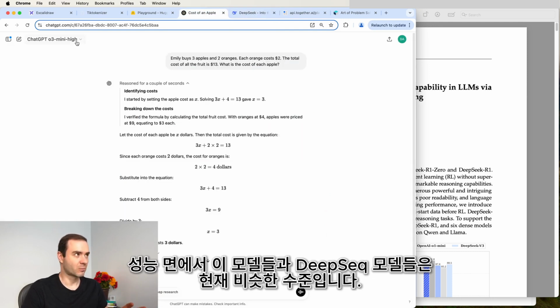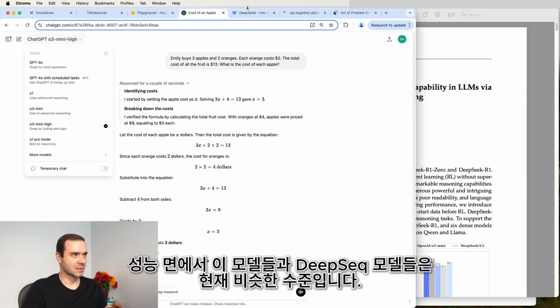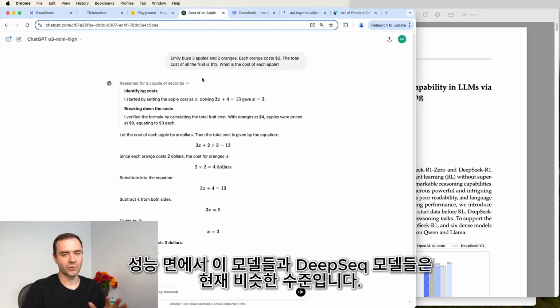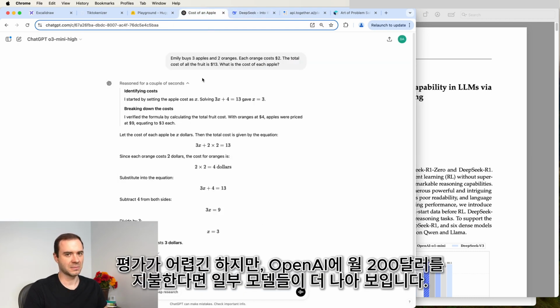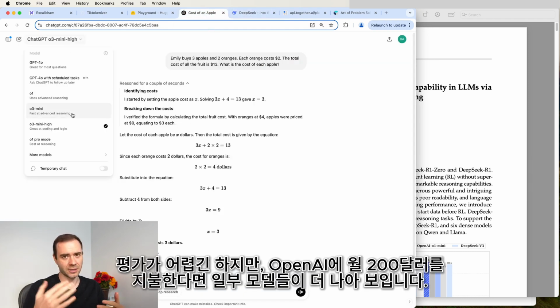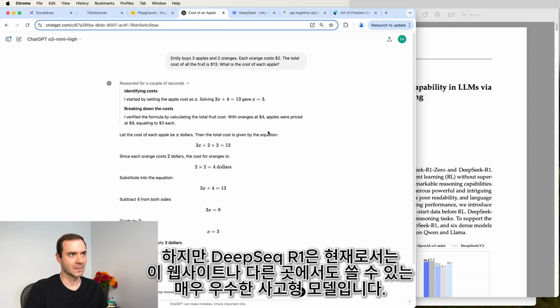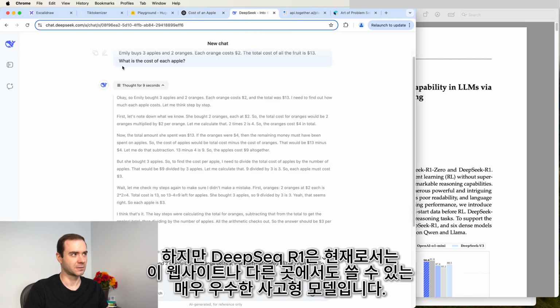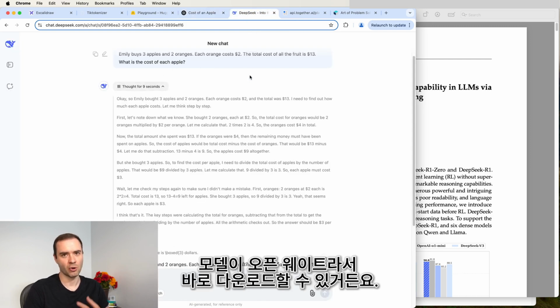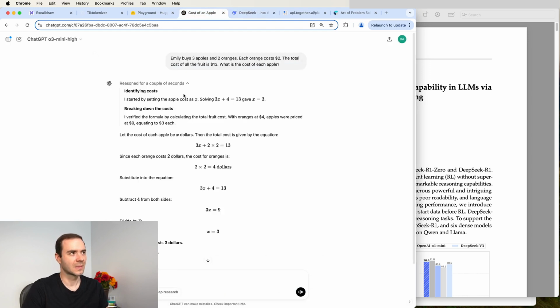Now, in terms of the performance, these models and DeepSeek models are currently roughly on par, I would say. It's kind of hard to tell because of the evaluations. But if you're paying $200 per month to OpenAI, some of these models, I believe, still look better. But DeepSeek R1 for now is still a very solid choice for a thinking model that would be available to you either on this website or any other website, because the model is open weights. You can just download it.